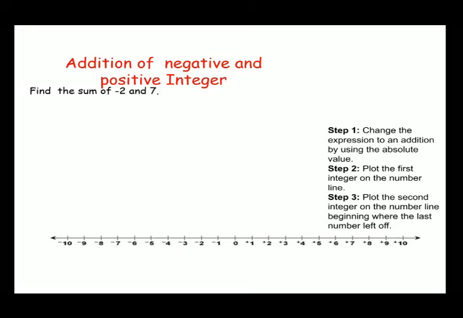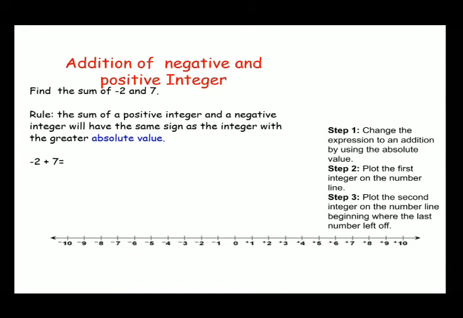Addition of negative and positive integer. Find the sum of minus 2 and 7. Here you can see minus 2 is negative and 7 is positive. Whenever you are adding a negative and a positive integer, you have to follow the rule: the sum of a positive integer and a negative integer will have the same sign as the integer with the greater absolute value. Here you can see 7 is greater, and 7 is a positive integer. So whatever answer you get will also be positive.